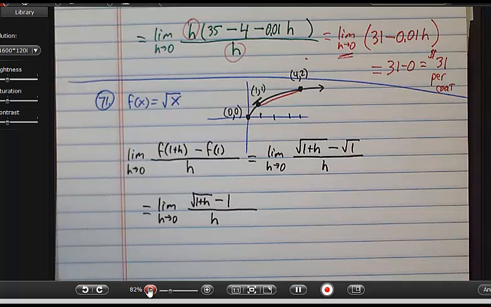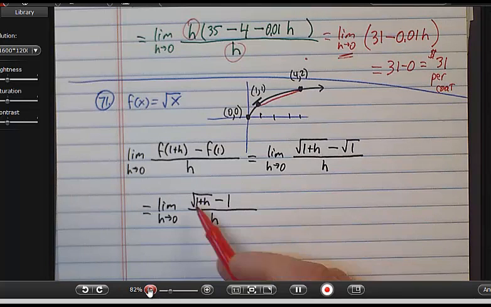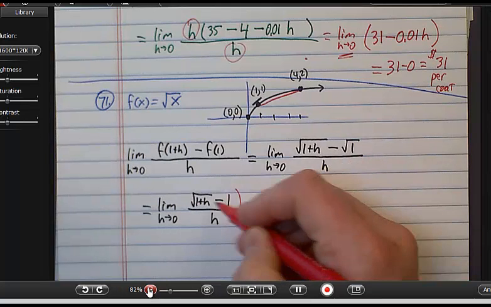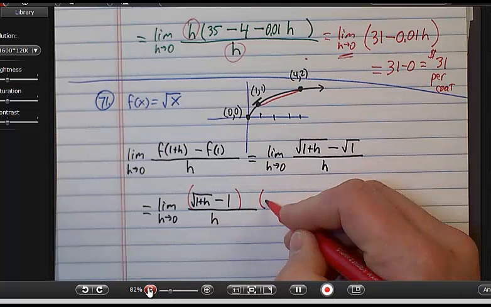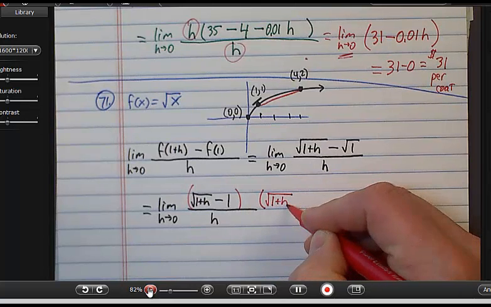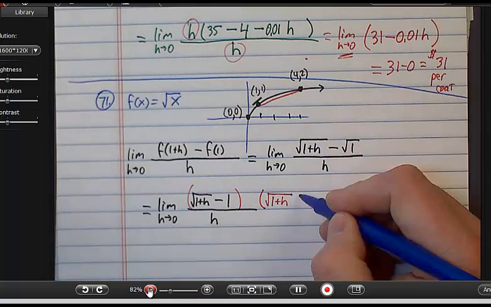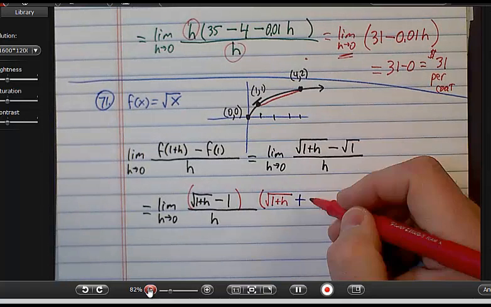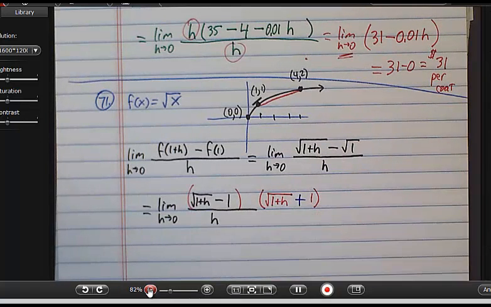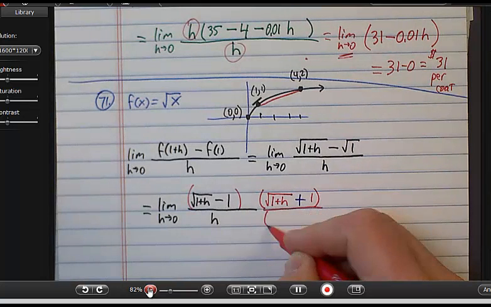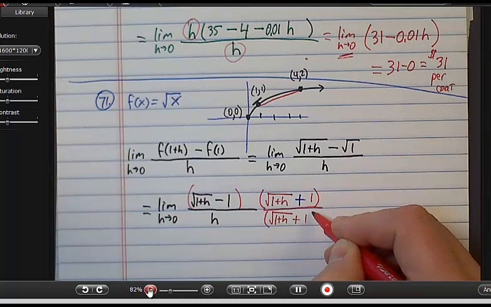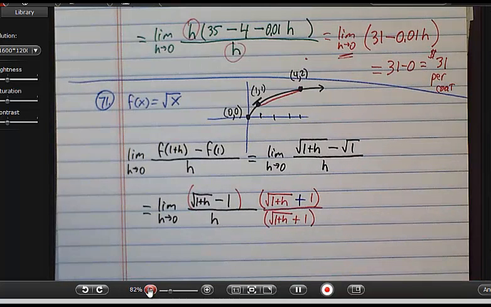Conjugate. Yeah, the conjugate. What is the conjugate? You change the sign. Yep, to plus. So you take the same exact thing, but change the sign to plus. We're going to multiply by the square root of 1 plus h plus 1, over the square root of 1 plus h plus 1. That's exactly right. Well, shows what they know.